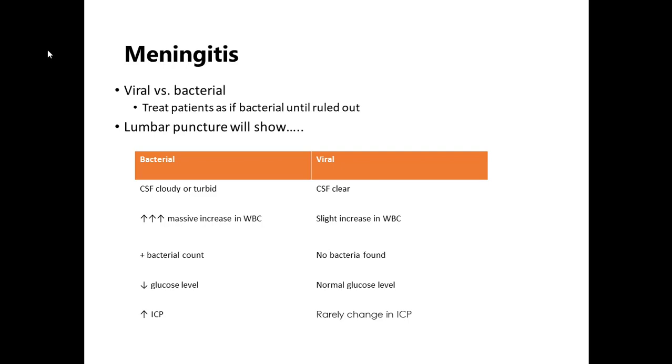Viral meningitis, these people are actually going to basically, it kind of heals up on its own. Might be caused by things like varicella, influenza, mumps, HIV, but generally it's self-limiting and it will resolve on its own.